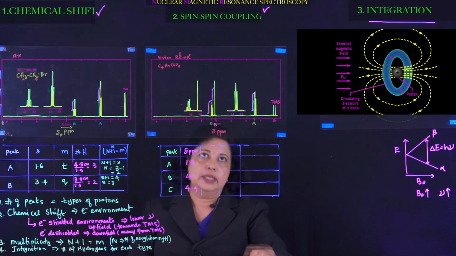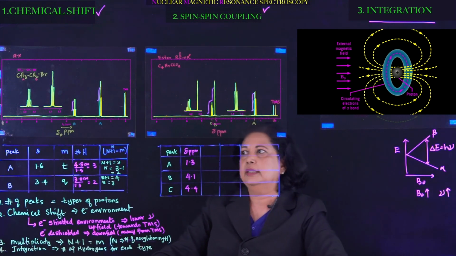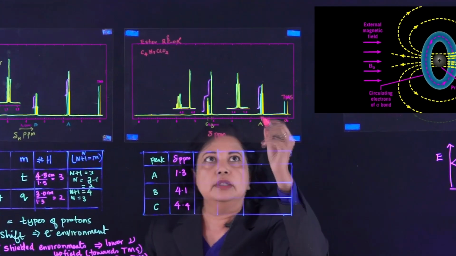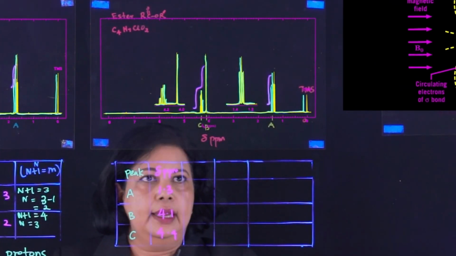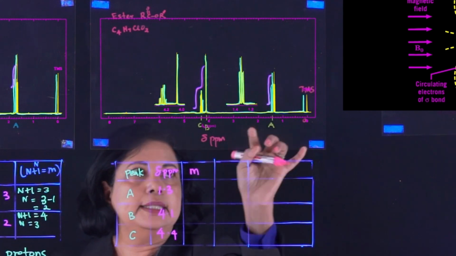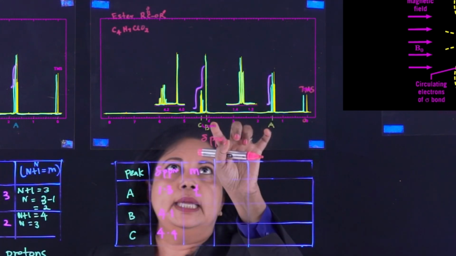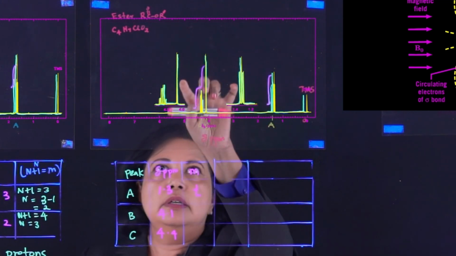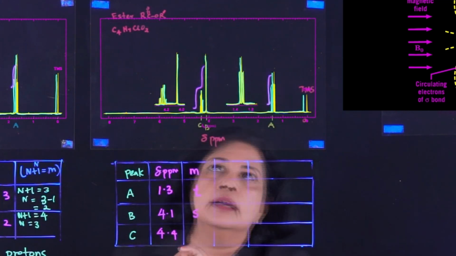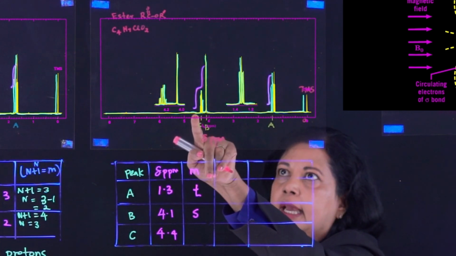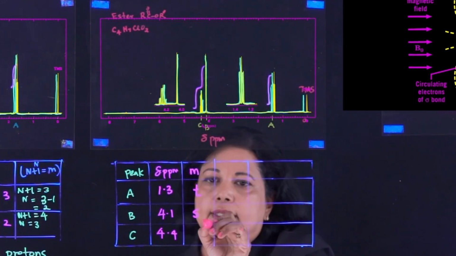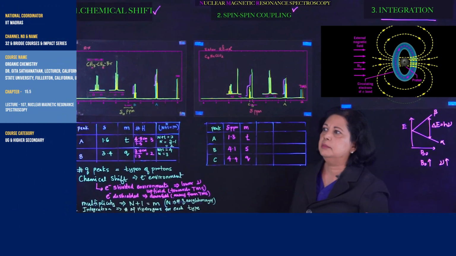Let's look at the multiplicity, which is the most obvious thing here. Let's say A is going to be a triplet. B is just 1 line here. That's a singlet. And C has got 4 lines here. That's a quartet. So that's the multiplicity.